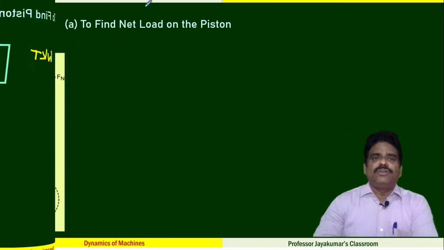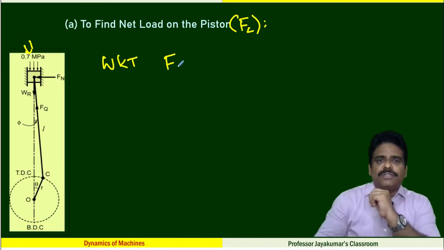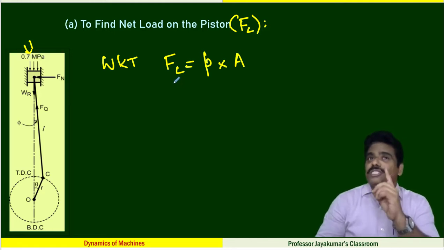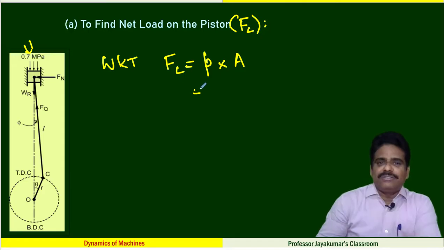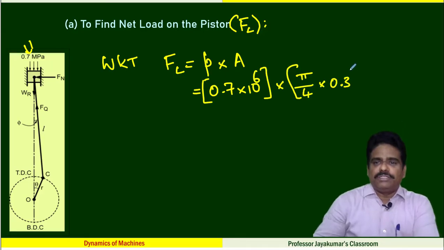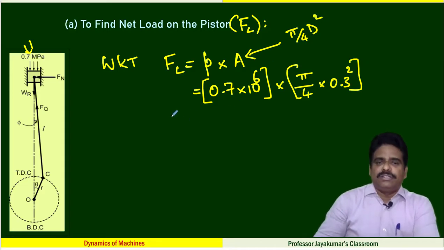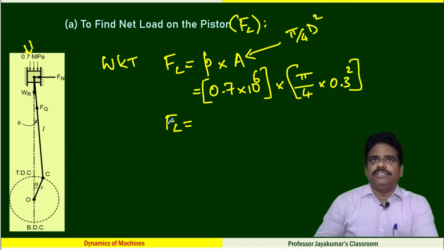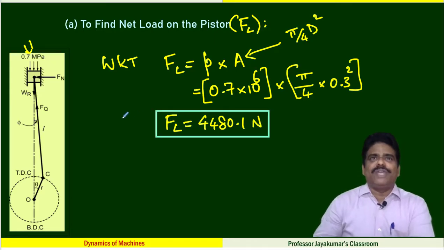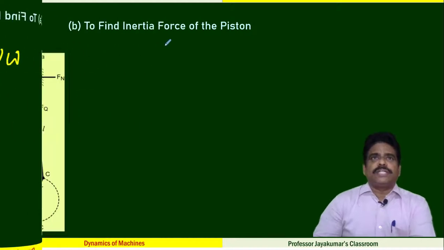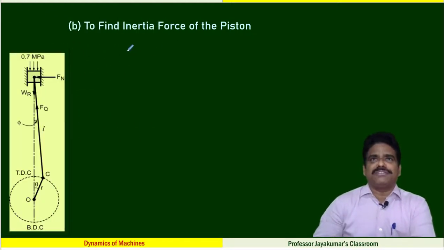Yes. Net load on the piston. We know that net load is equal to pressure multiplied by area of cross section of the piston. They have given the pressure, I think this is 0.7 megapascal, multiplied by pi by 4 times 0.3 square. Why? The area is equal to pi by 4 d square, right? On simplification, I will get the FL value. There you are. This is the value of FL. Is that clear?